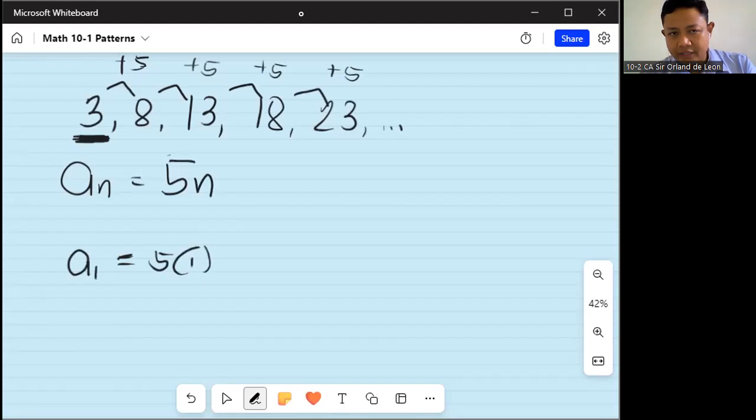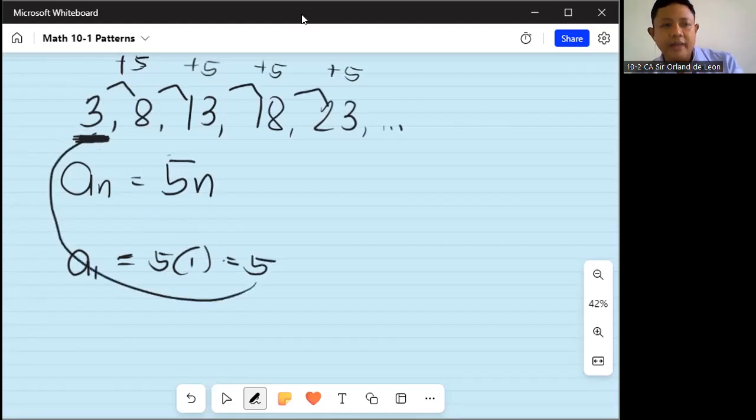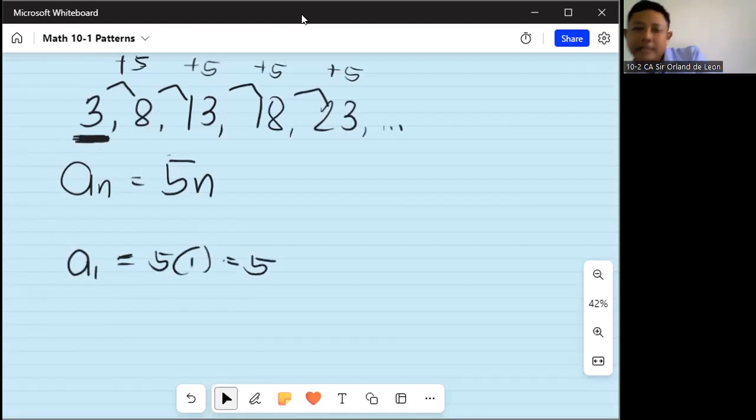What's the answer? Type it in the chat box, please. 5 times 1. The answer is, oh, it's 5. And it's entirely different from the first term. If your result is 5 and you need to get 3 for the first term, what should you do with this 5 to get 3? Very good. You have to subtract 2. 5 minus 2, so therefore, the answer here will be 3.